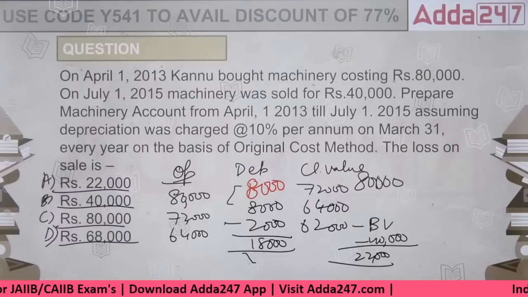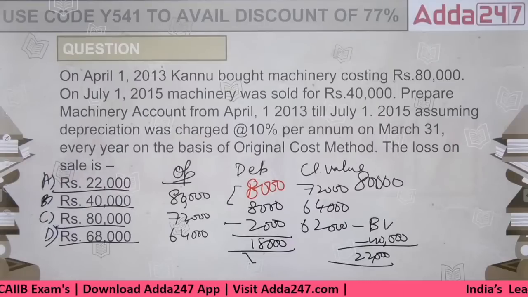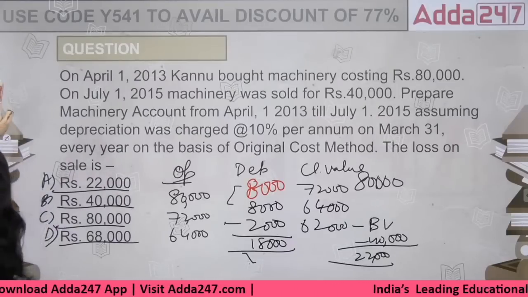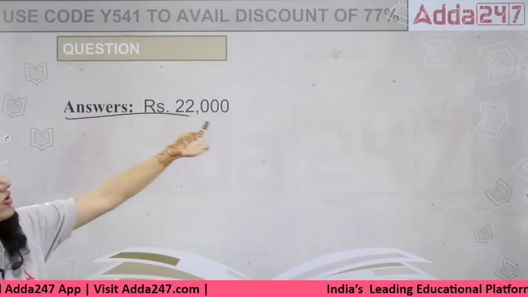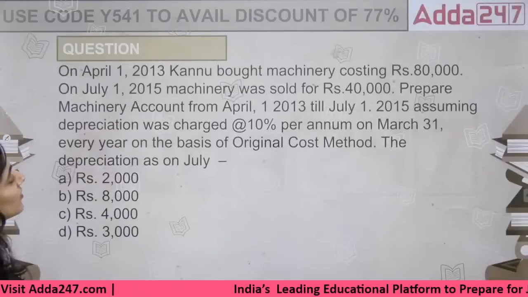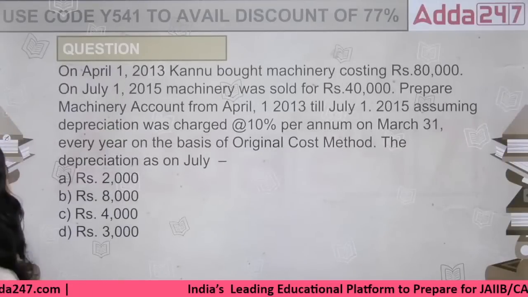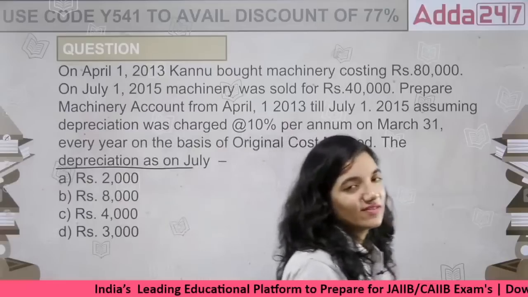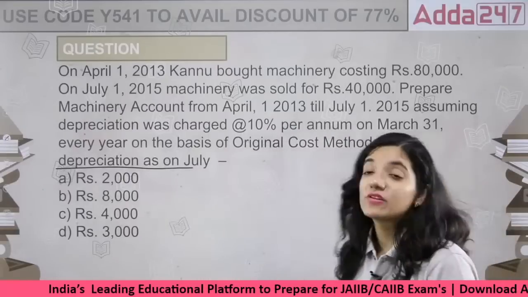Okay, done. Let's move on towards the next question. The correct answer is 22,000. Okay, the next question is based upon the depreciation as on July. We are already done with it. Now, since we are already done with it, what was the depreciation in July?